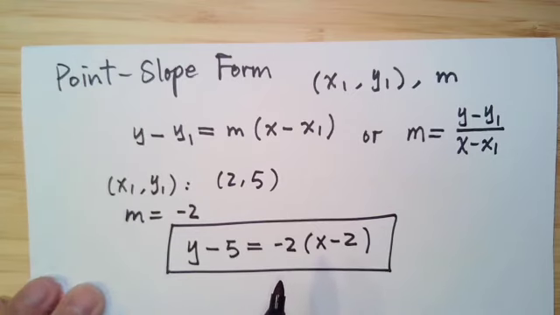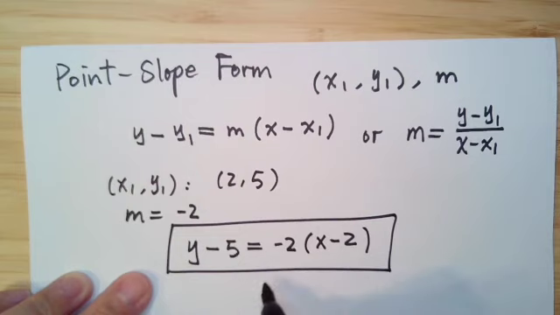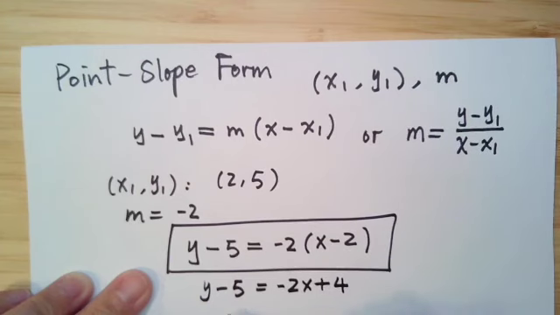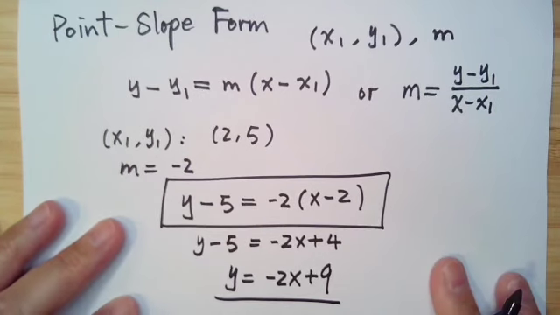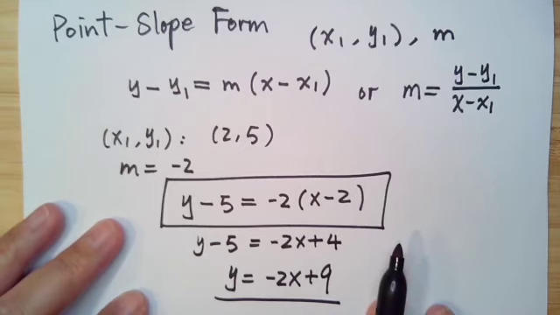Okay, so this is nothing new, and we should know this, but if I want to get the slope intercept form, then I can simplify this a little bit. I use the distributive property. I get negative 2x plus 4, and then I add 5 on both sides. I get y equals negative 2x plus 9. And this is the slope intercept form. Okay?